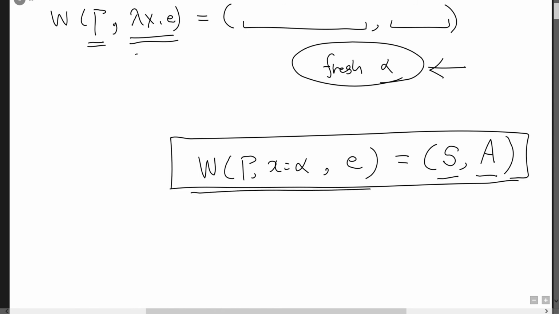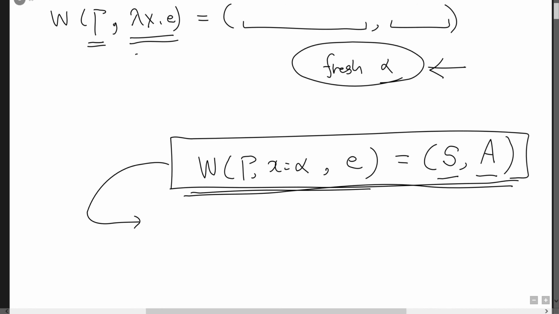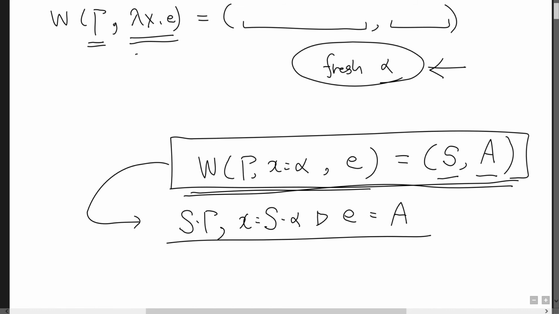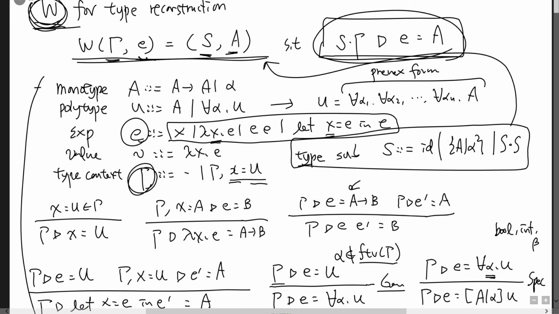If this call to algorithm W reports to fail, then the whole type checking fails. Then let's interpret this one according to the invariant or the soundness property of this algorithm W. This result means under typing context S applied to gamma and x with the type S applied to alpha, expression E has a type A. So if we go back to the specification here, we just reinterpreted the result according to this statement.